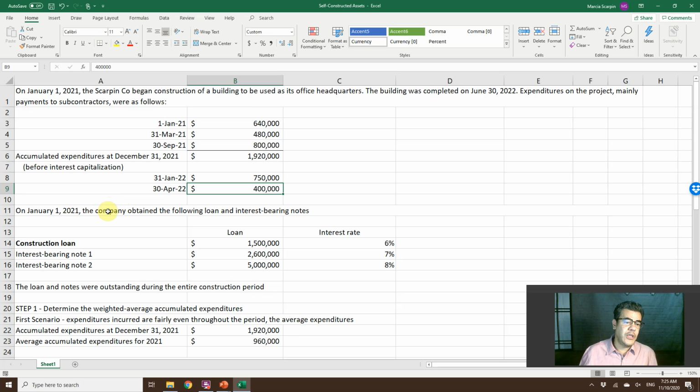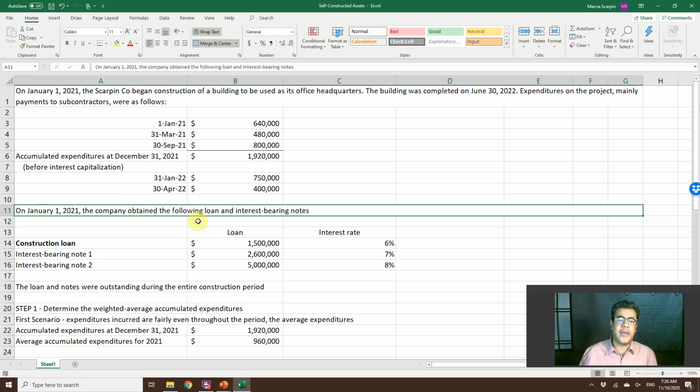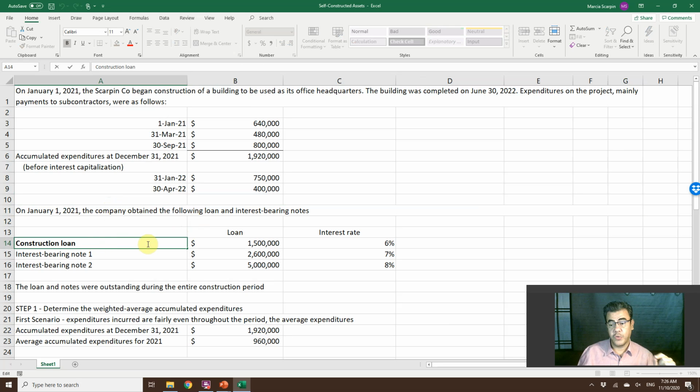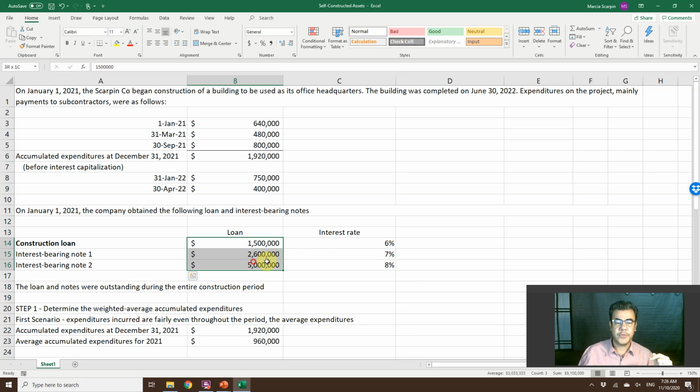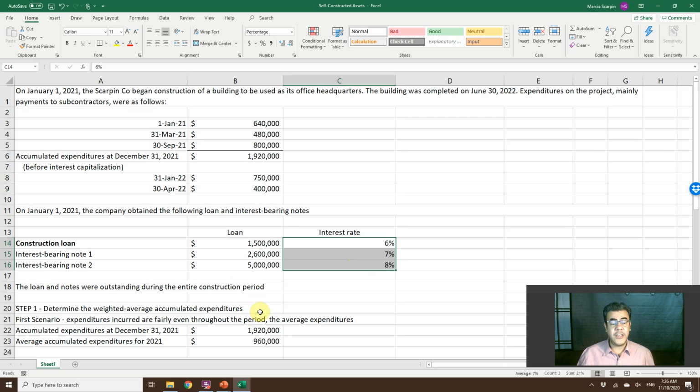So on January 1st, 2021, the company obtained the following loans and interest-bearing notes. Construction loans, so a loan specifically for construction, and two interest-bearing notes. These are the amounts and interest rates. The loan and notes were outstanding during the entire construction period. What do we need here? First, weighted average accumulated expenditure.